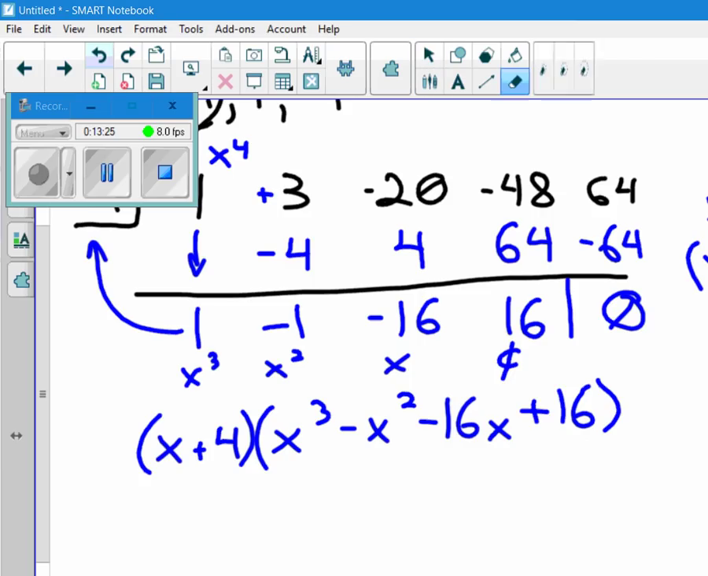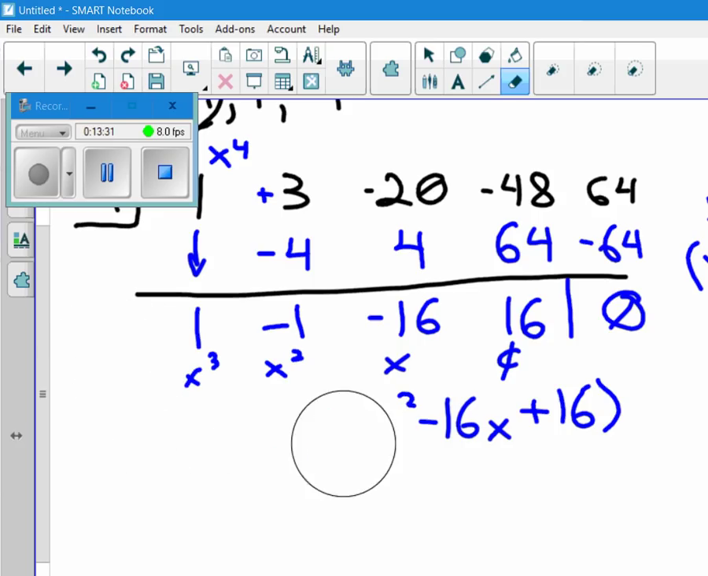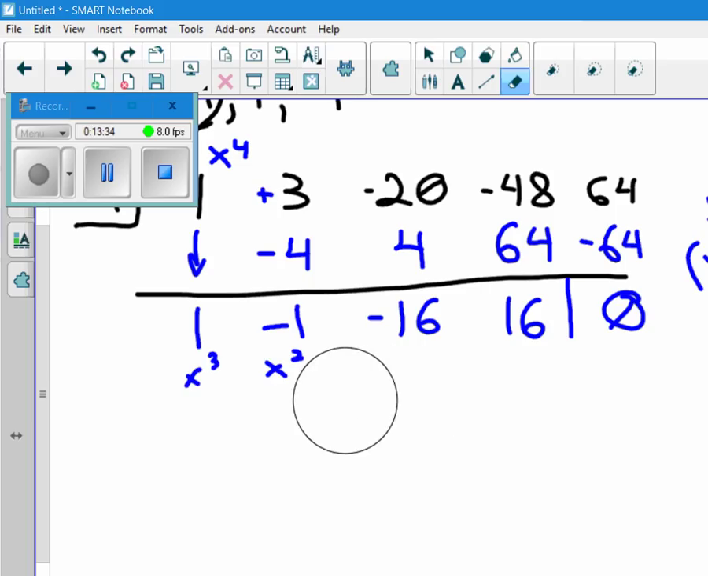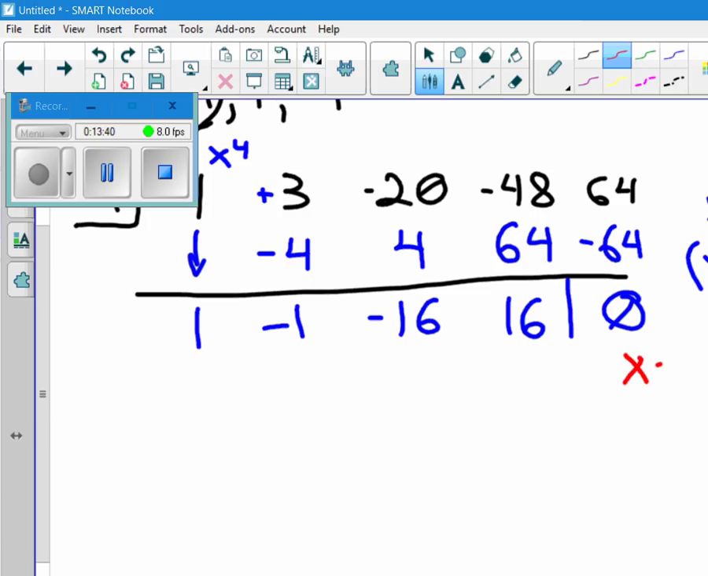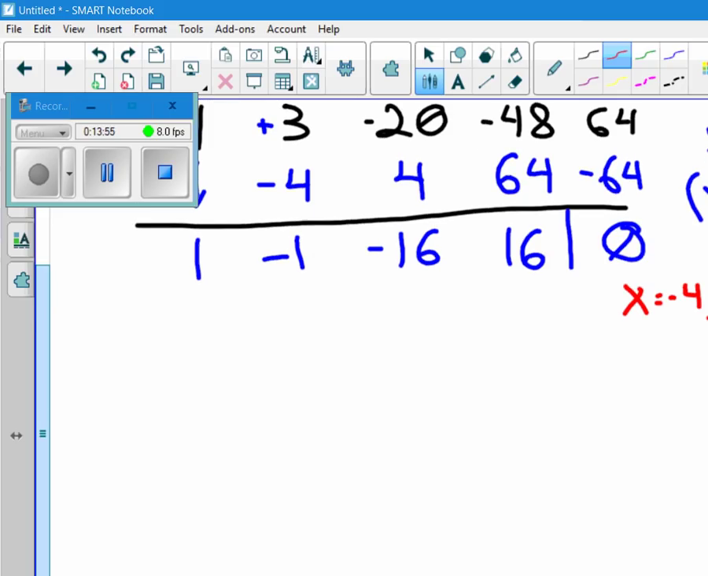So I'm going to synthetically divide again. Let me carefully erase here. Our options for roots were -4, 1, and 4. So I'm just going to pick one, and let's change this up a little bit. Let's go with this +4. That way we can see the effects of the graph just a little bit more. So I'm going to put the 4 here. If this is a root, remainder 0, and we're talking about x equals 4, that means x minus 4 is going to be one of the factors.